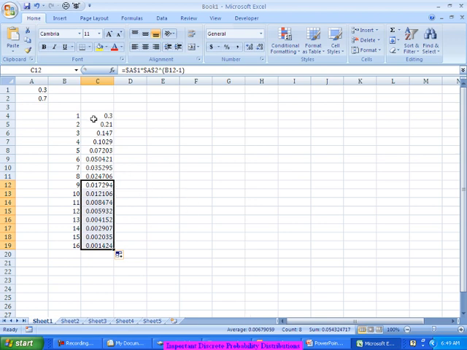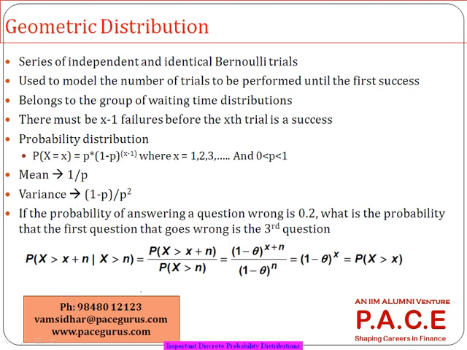Right? So the chance of passing in the 16th attempt is only 0.1%. This is the way the geometric distribution is typically characterized. If I am talking about the first success coming in the xth attempt, it means x minus 1 failures would definitely be there. So the probability of getting success in the xth attempt is what is being modeled through this typical formula.